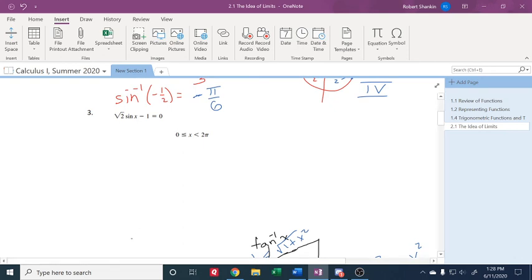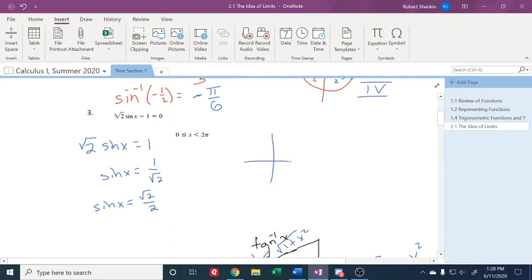Okay, let me have you stop. So here we are going to bring the 1 to the other side. So I get square root of 2 sine x equals 1. Divide by square root of 2. Sine x is 1 over square root of 2. If I rationalize the denominator by multiplying top and bottom by square root of 2, it's the same as sine x is square root of 2 over 2. That seems familiar to us. What's the angle whose sine is square root of 2 over 2?